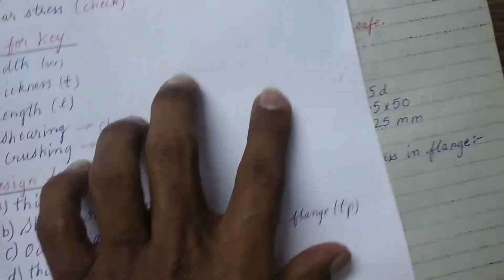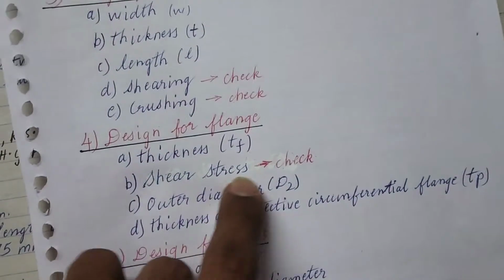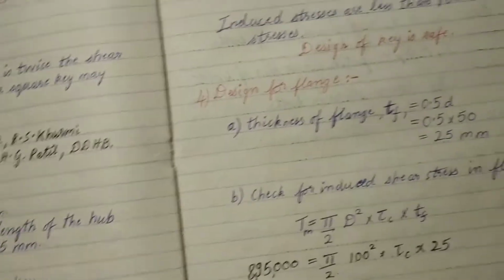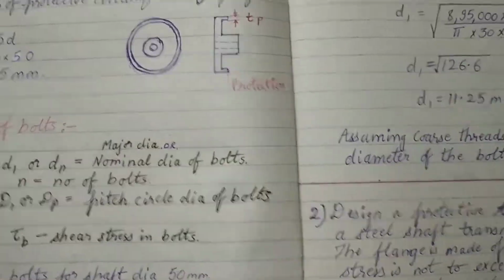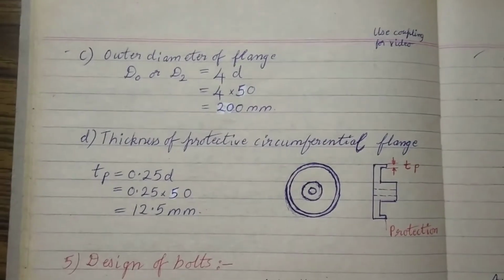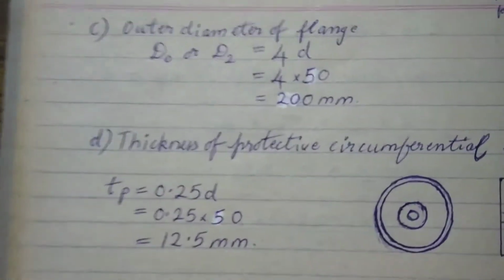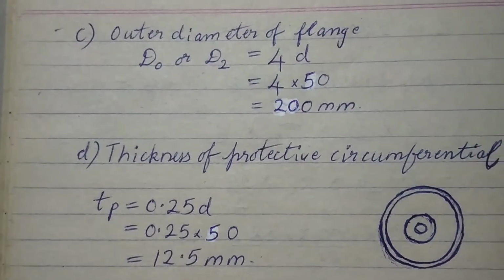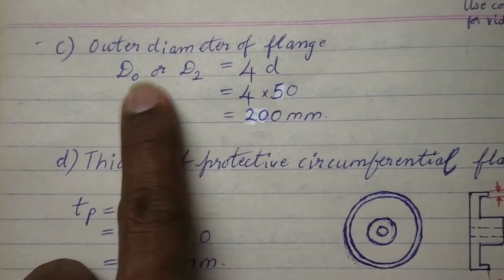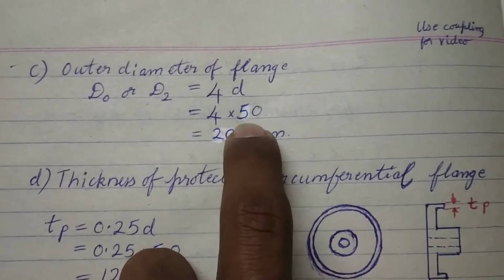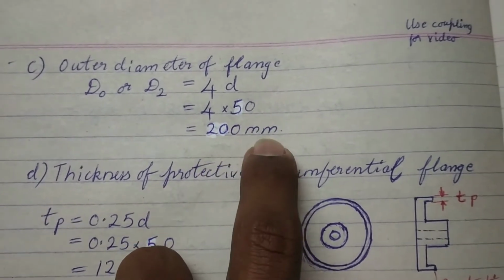Now we have checked the shear stress. Next we'll find the outer diameter and then the thickness of the outer protective flange. Coming to this part, the outer diameter of the flange, the notation used for that is D0 or D2. The value for that is 4D, 4 into 50, which will give you 200 mm. That is the outer diameter of the flange, which is this part. The outer diameter of the flange is 200 mm.